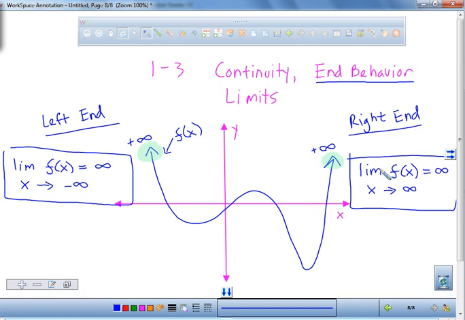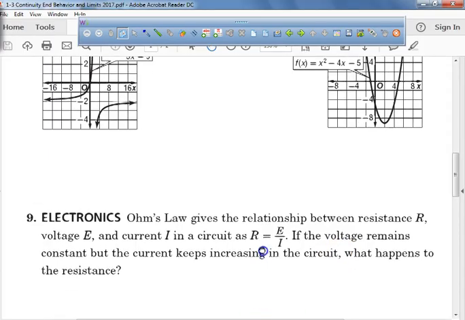So those are the two behaviors. Every function is going to have a left end behavior and a right end behavior, like what's it doing towards the right, what's it doing towards the left. All right, let's look at problem number 9.